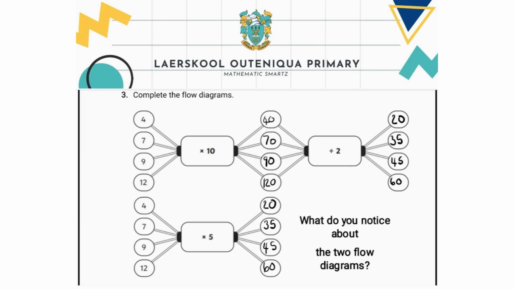So what do you notice about the two flow diagrams? Did you notice that your output, your final answers, are exactly the same? This is because multiplying by 10 and dividing by 2 is exactly the same as saying multiply by 5, because 10 divided by 2 is 5. I'm pretty sure you came to the same conclusion, grade 4s.